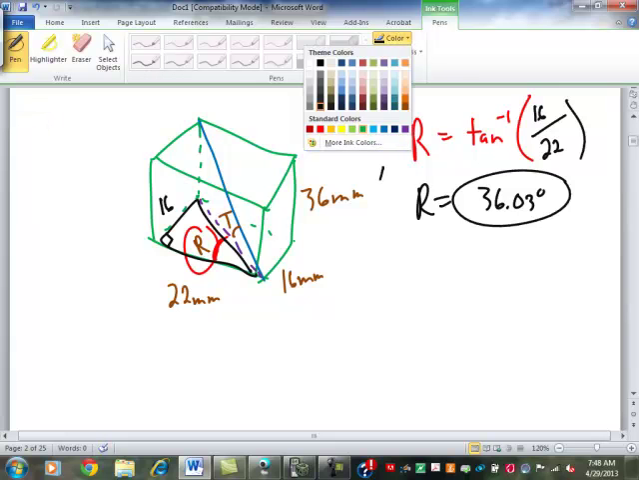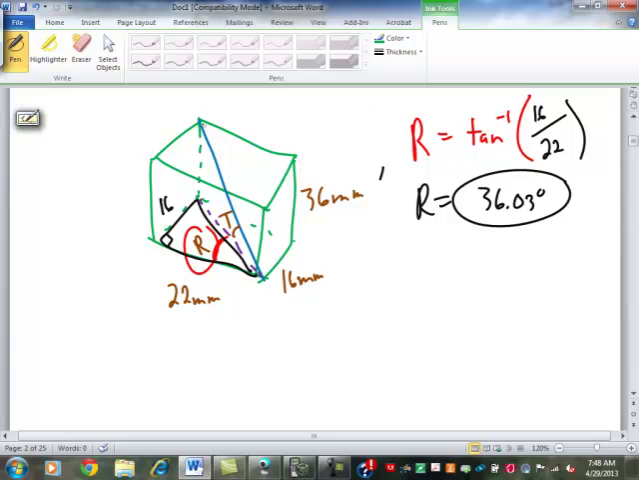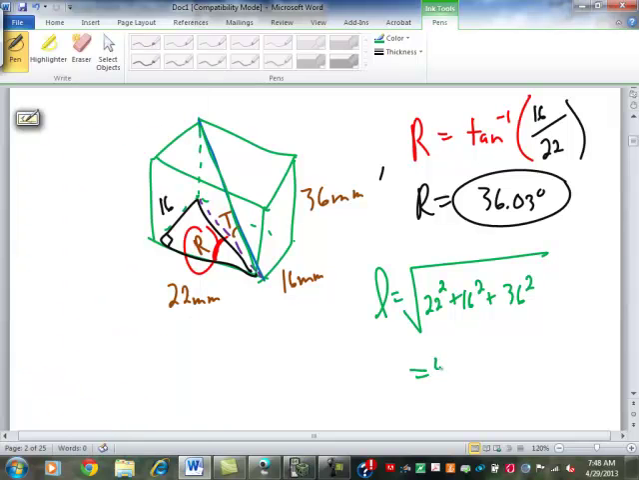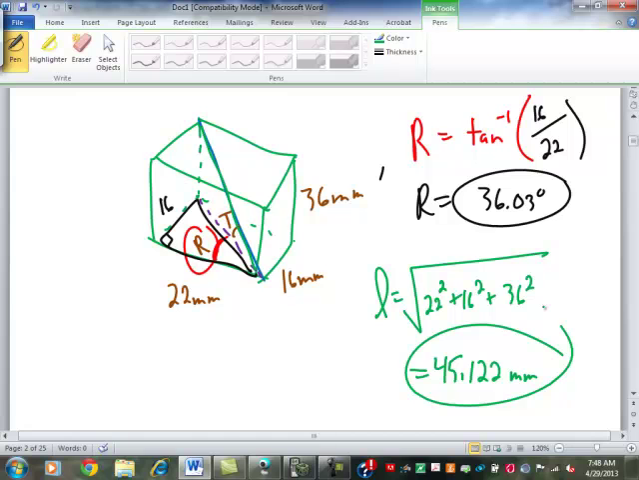To find our angle of tilt, it'd be nice to have the length of that surface. So let's go ahead and find the length of that surface. That's just going to be the square root of 22 squared plus 16 squared plus 36 squared. Which gives us 45.122 millimeters. That is the length of that edge. It's not really a cut this time. From that, now we can find T.